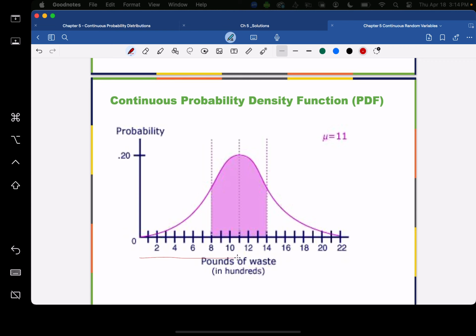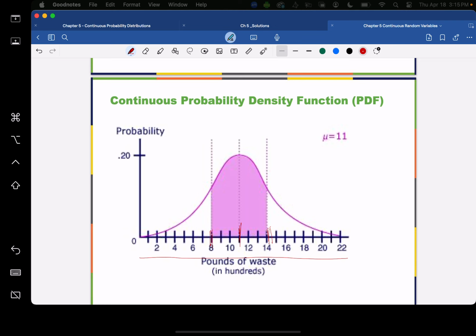Maybe this is a city trash collection company, and some weeks they pick up less trash, and some weeks they pick up more trash, and their average is 1,100 pounds of trash. So it's obviously a continuous random variable because you could get decimals, and the shaded area represents the likelihood of having between 800 and 1,400 pounds of waste.